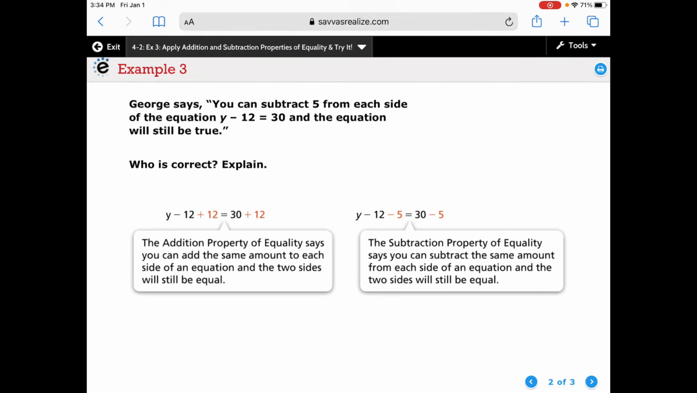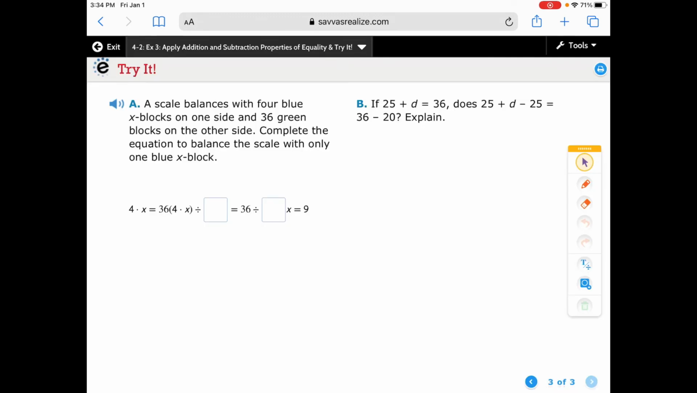So what's going to happen here is the 12s will cancel out. You have a minus 12 and a plus 12, which gives you 0. And the 30 plus 12 gives you 42, which means our y is 42 to start out with. And then here you have y. You take away 12 from 42, you get 30. And then you subtract an additional 5, that's 25. And the same holds true for the right side, where 30 minus 5 is 25.